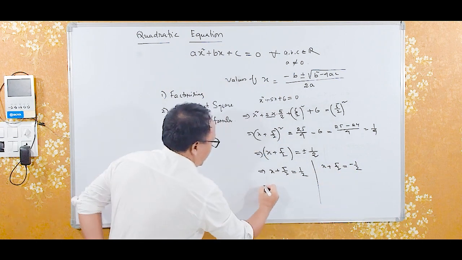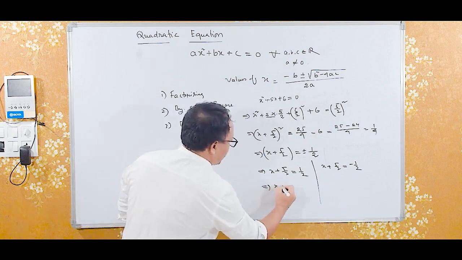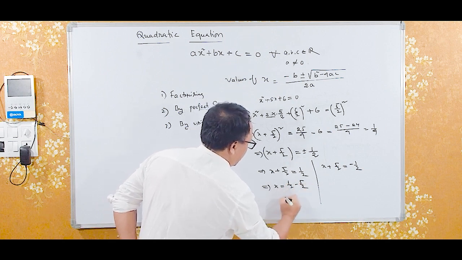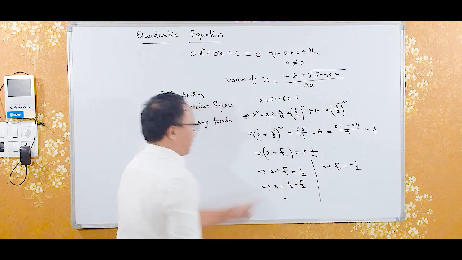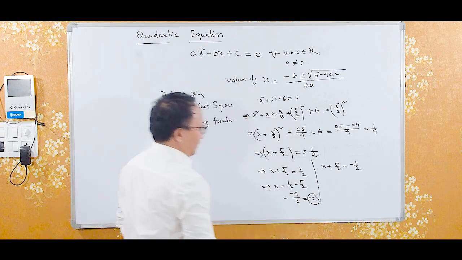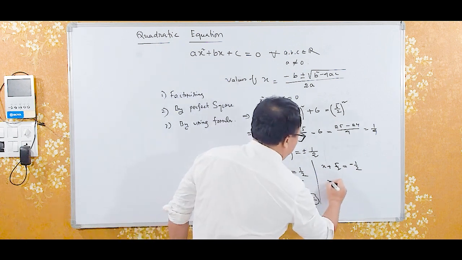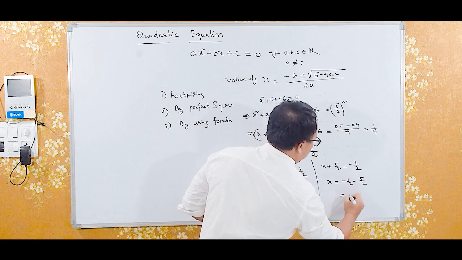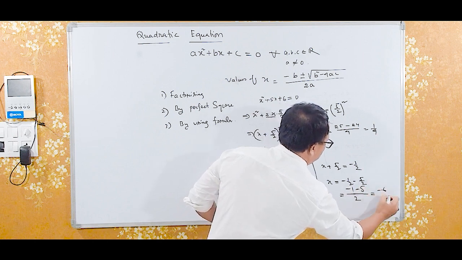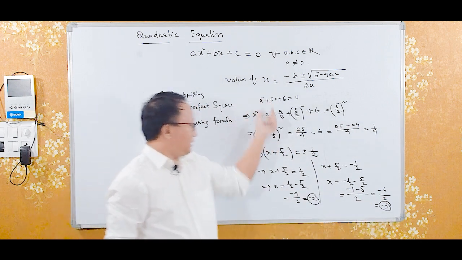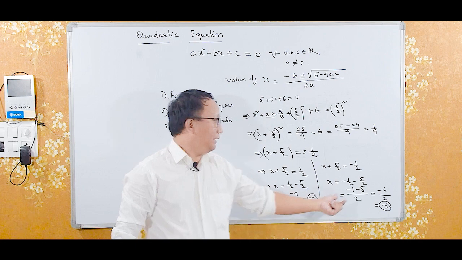minus half. It implies x is equal to, bringing that side, half minus 5 by 2. It becomes 1 minus 5 is minus 4 upon 2 equals minus 2. This is one value, and another value is x equals minus 1 by 2 minus 5 by 2, which is minus 1 minus 5 is minus 6 upon 2 is minus 3. So the same way we are getting x equals minus 2 and x equals minus 3.